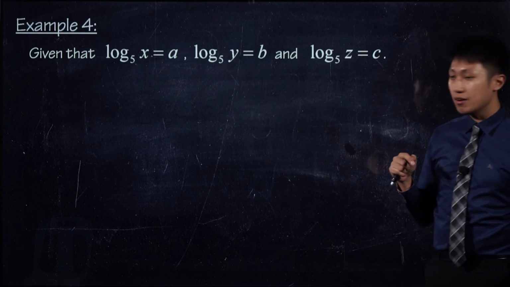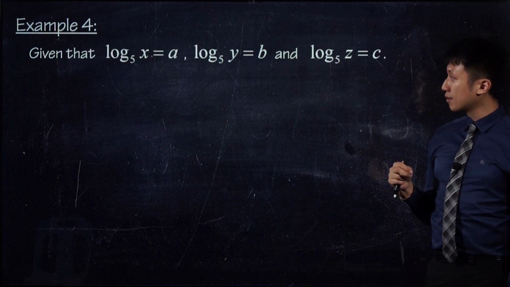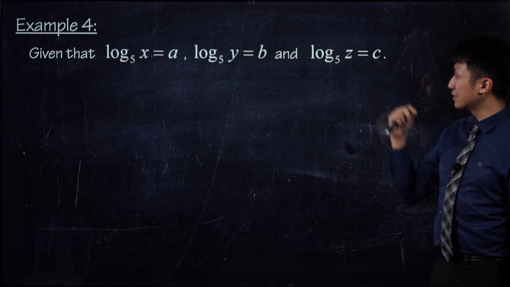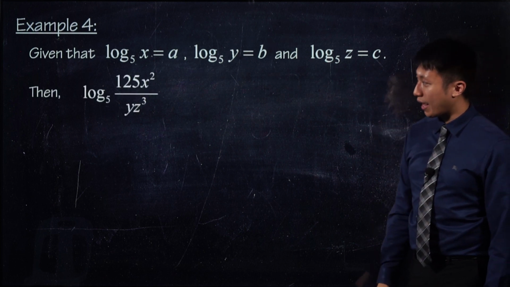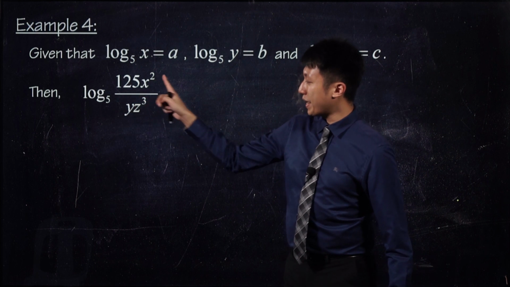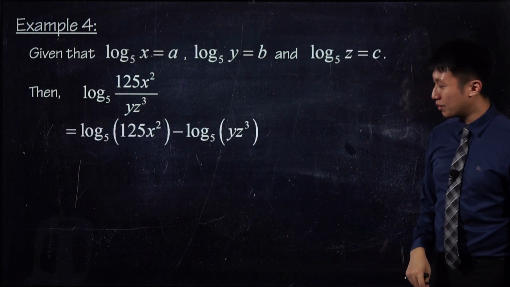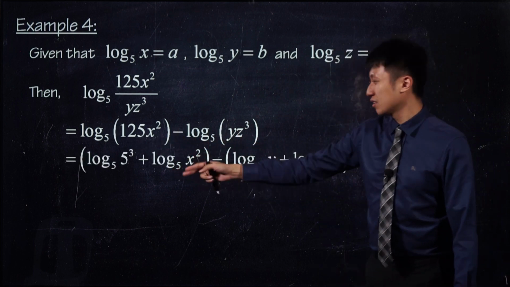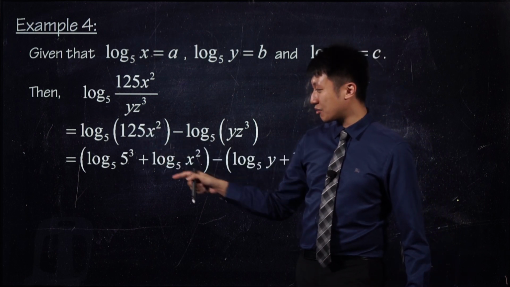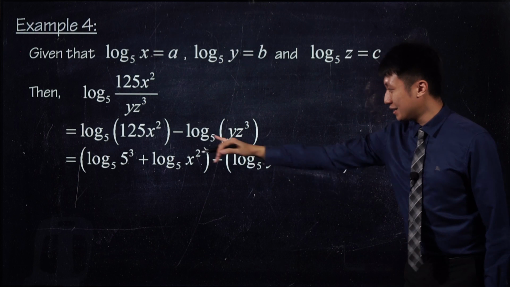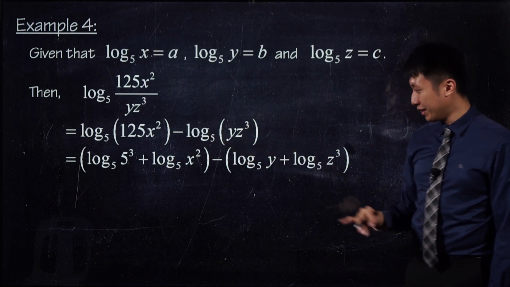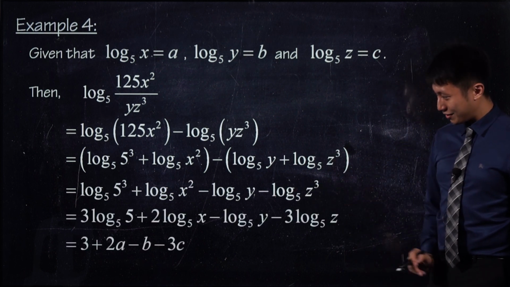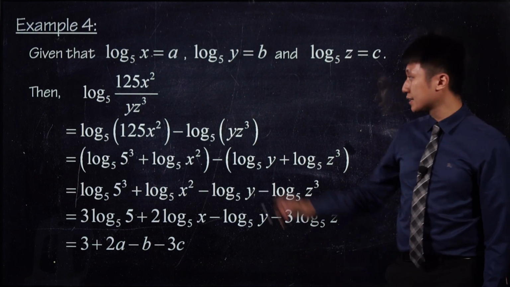Log 5x equals a, log 5y is equal to b, and log 5z is equal to c. So we have log 5 of 125 x squared over y z cubed, which is log 5 of this one minus this one. This is 5 to the power 3, then this is x squared, so I have to separate them with plus, and minus log 5 yz to the power 3. So you get this one, then this one, then this one as the final answer.